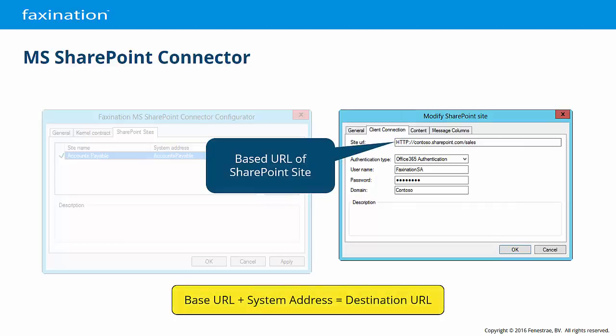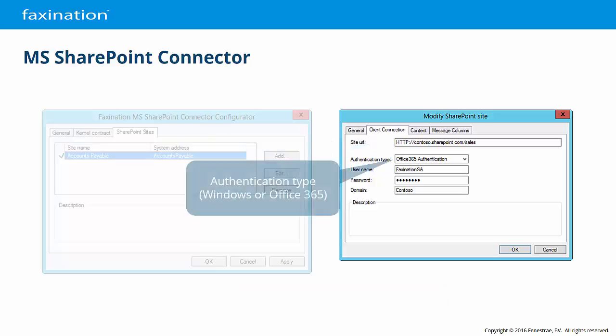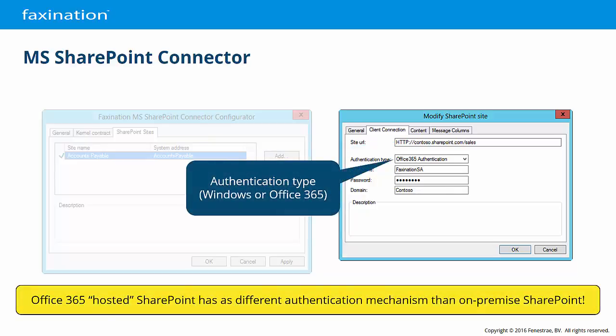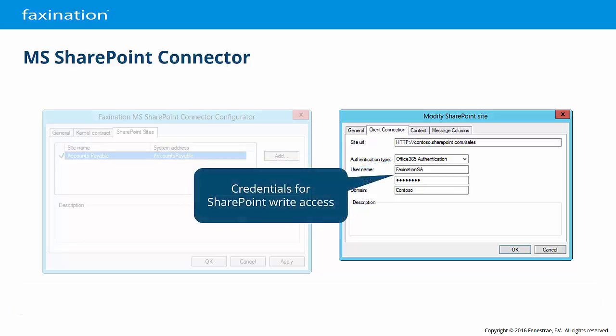On the Client Connection tab, you can set the base URL for this Faxination route. The base URL plus the system address equals the full SharePoint destination URL. Set the authentication type. Office 365 uses a different authentication mechanism to on-premise SharePoint. And here you set the credentials for SharePoint write access.